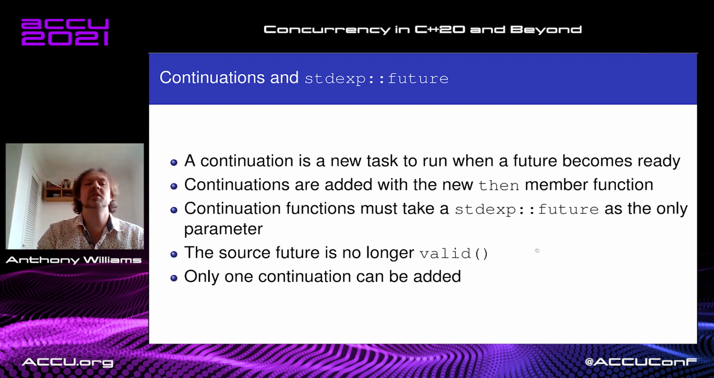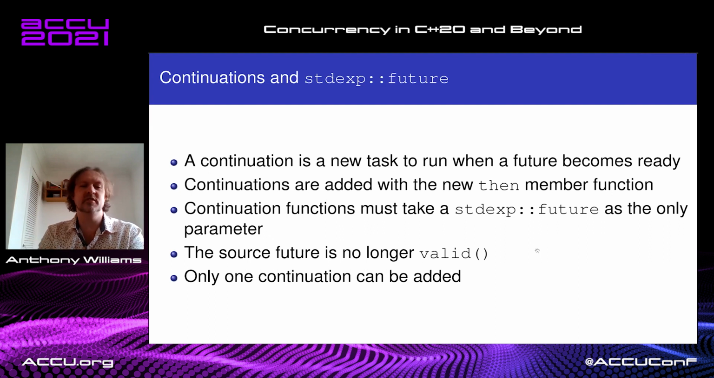So the idea of a continuation is it's a new task to run when your future is ready. The way we chain these is just like in other things, like JavaScript. You call then and you provide a new function, and then you get back a new future. The source future is no longer valid because standard future is a one-shot thing.